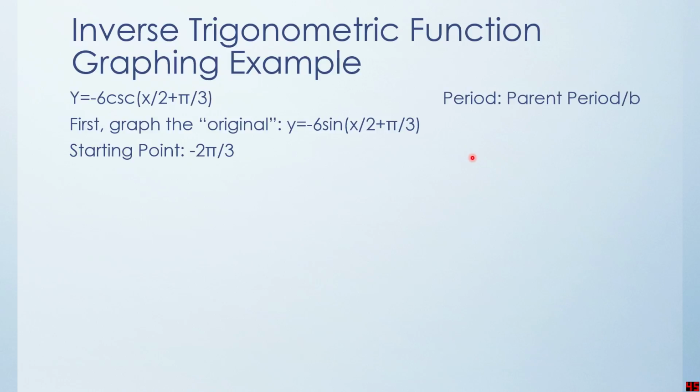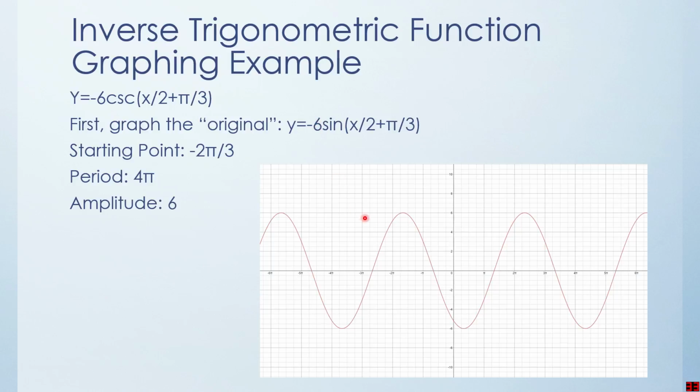So next, you would have to find the period, and the period is equal to the parent period over b. Now we are dealing with a sine graph, so the parent period is 2 pi, and b is 1/2, because 1/2 times x is the same thing as x divided by 2. So then you would get 4 pi. So our period is 4 pi. And then our amplitude is 6 because it's the number in front of sine, and you would take the absolute value. If it's got a negative in there, it doesn't matter, because that's what absolute value means, the value is always positive.